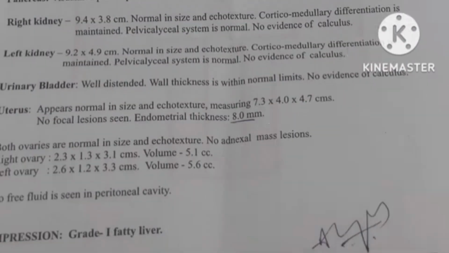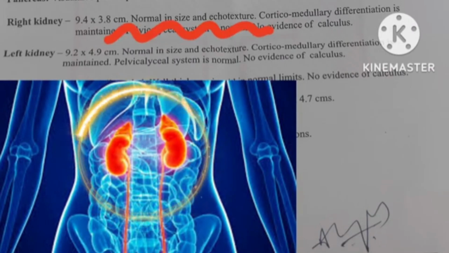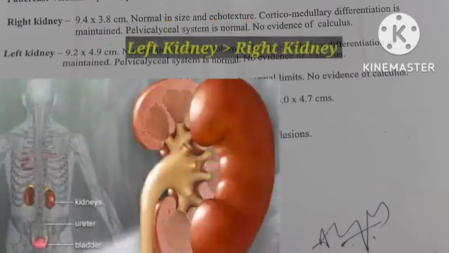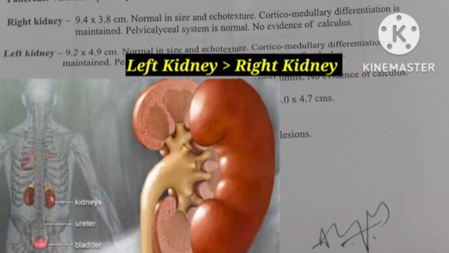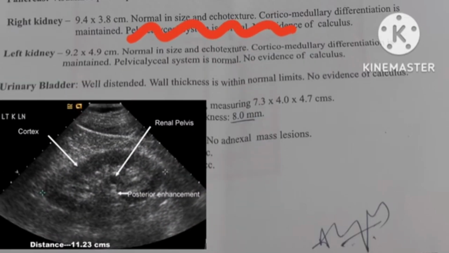Next comes the kidneys. Kidneys are the organs which are present behind, and how are the kidneys? If they are normal in size, they'll mention it as normal. If they are enlarged, they'll mention it as enlarged kidneys. Generally, the left kidney is bigger in size than the right kidney, and they also mention the echo texture, how the tissue pattern of the kidney is.